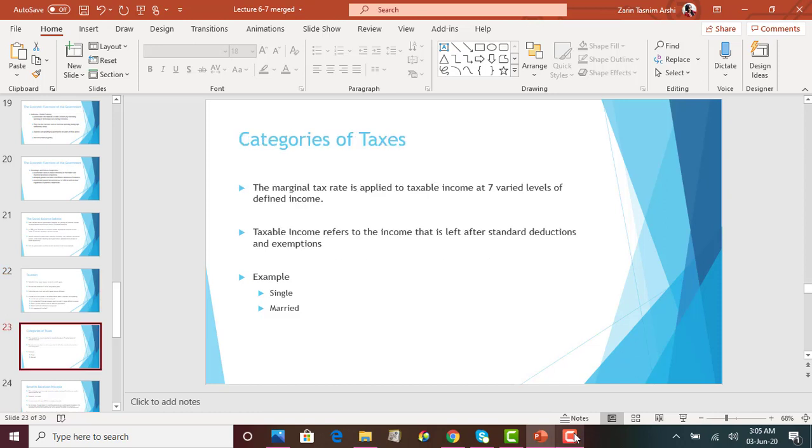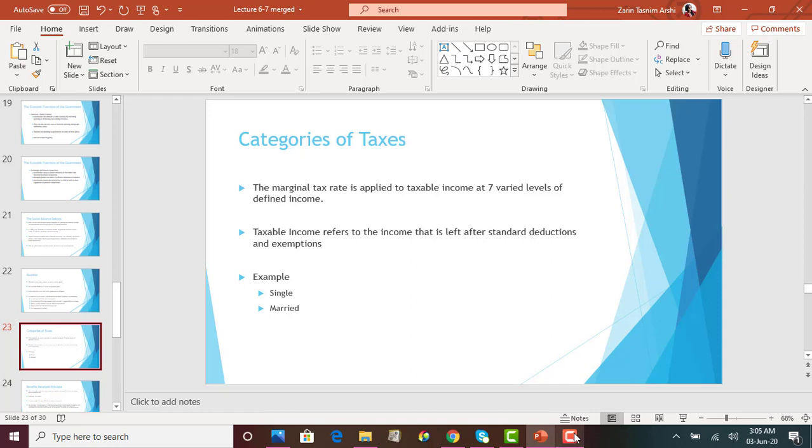Okay, so the marginal tax rate is, in the US, applied to taxable income at varied levels of defined income. And I'm going to do an example. So we usually have a table where we have the groups of income and the marginal tax rate, and I will show you how we can calculate the tax for an individual with a certain amount of salary using that table.